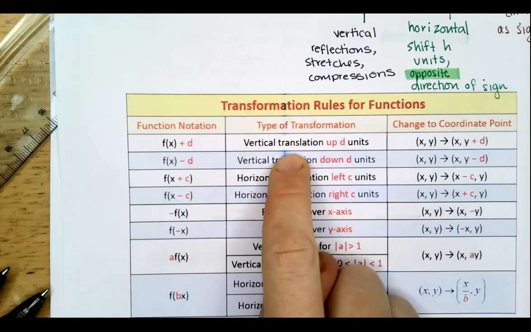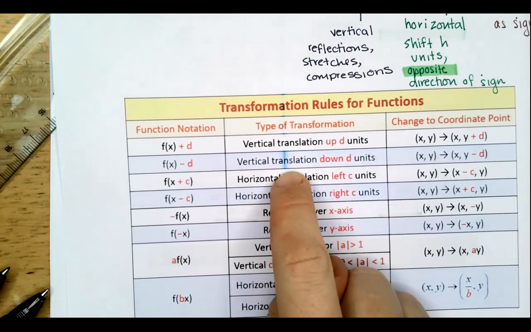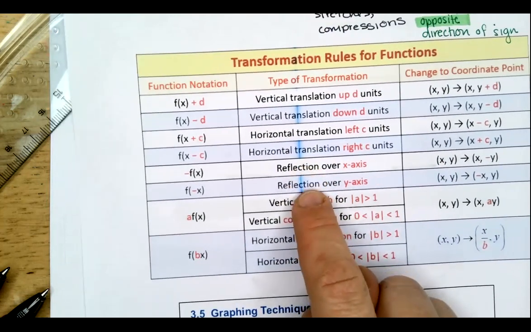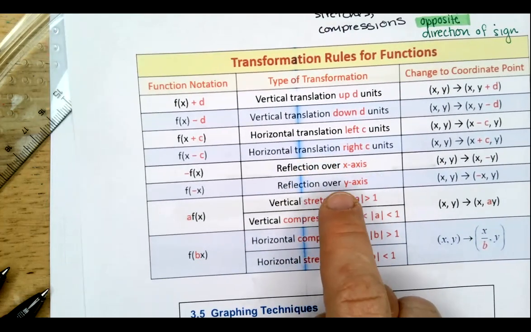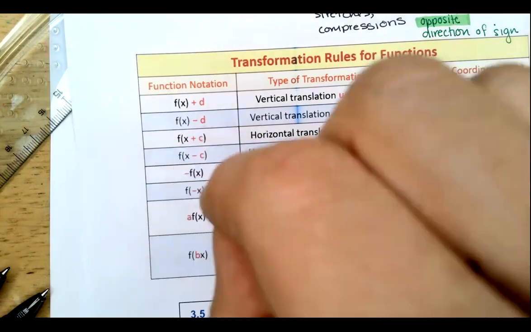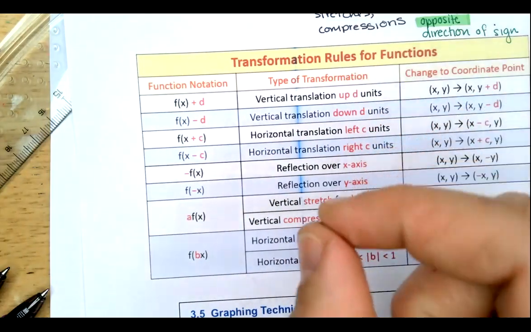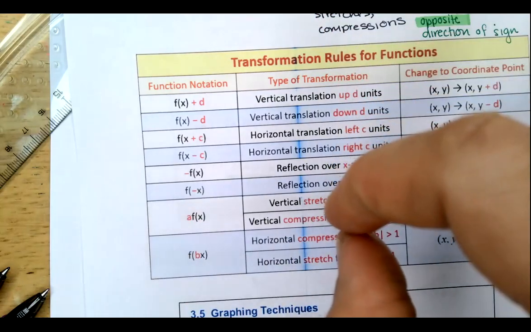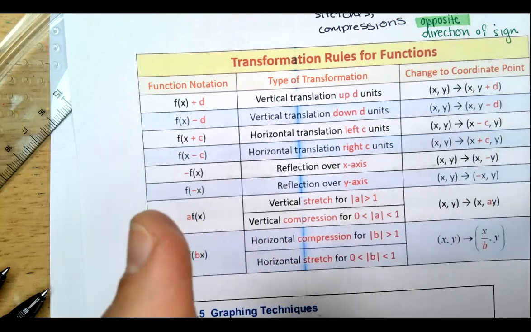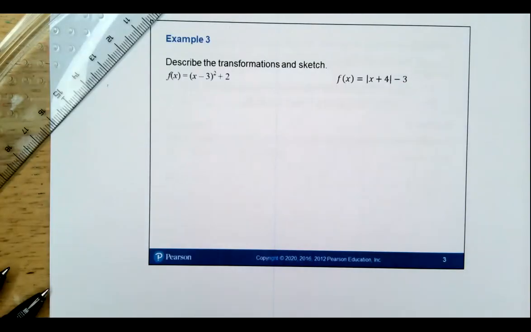Types of transformation: we've done a vertical translation up, translation down, horizontal shift or translation left, horizontal translation right. We're now going to cover reflection over the x-axis, reflection over the y-axis, vertical stretch, vertical compression, horizontal compression, horizontal stretch. The timing was not right there.